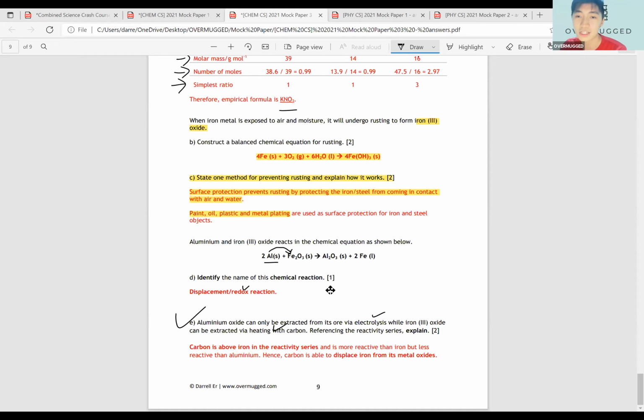Group 2 metals are just group 2 metals. They don't have a special name. Okay, group 1 metals, we call them alkali metals.